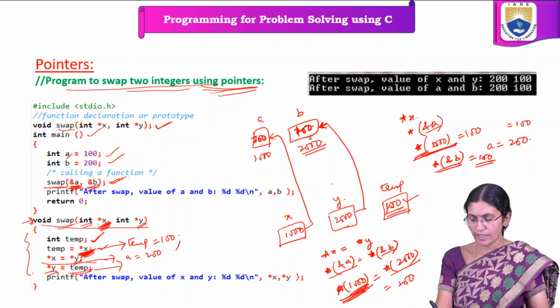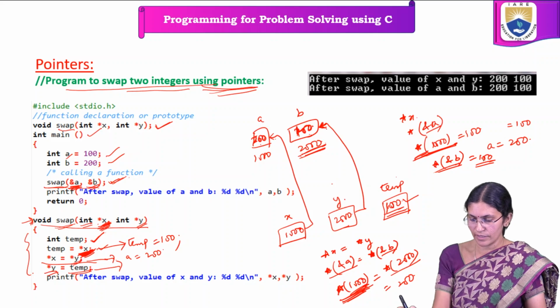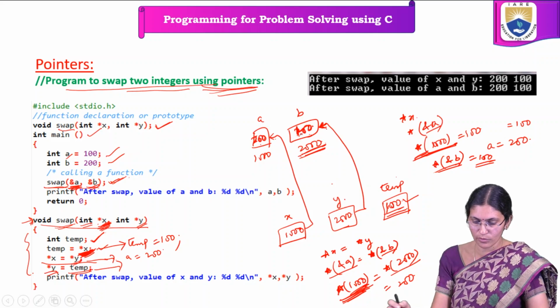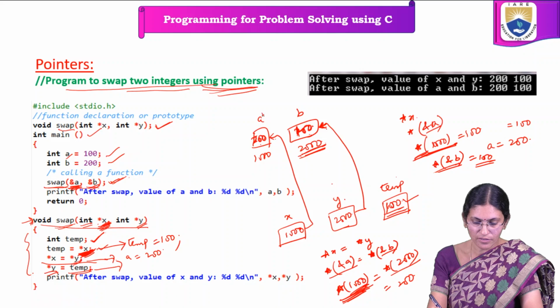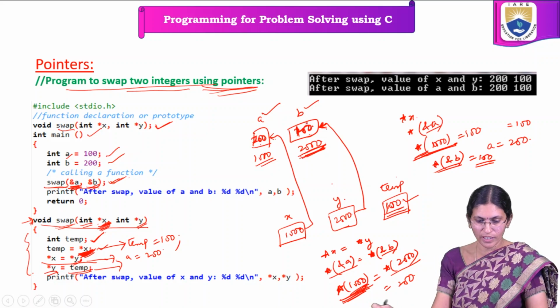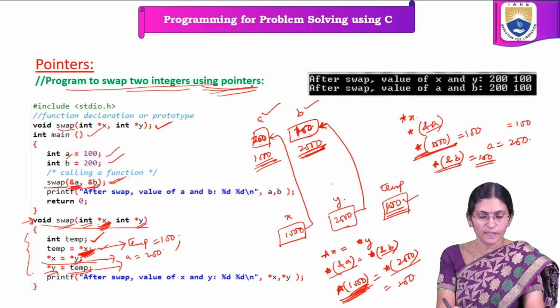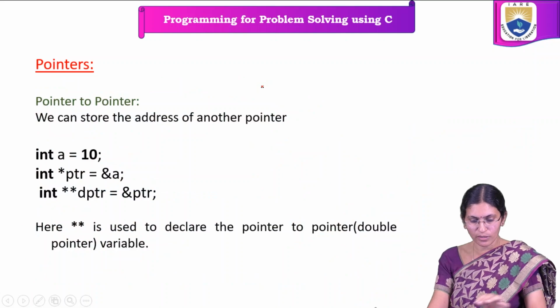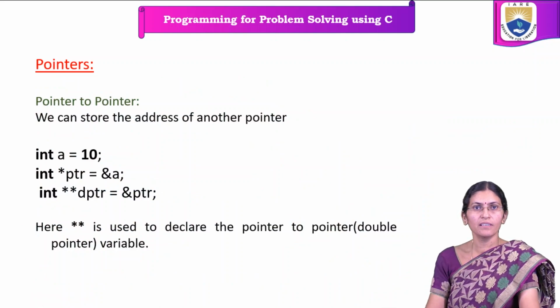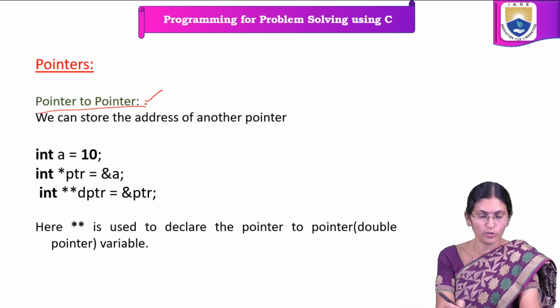So in this way we can analyze it. The value at address 2000 is 100. So now b is equal to 100. In this way we can swap two integers a and b. Thus the value at 1000 is now 200 and the value at 2000 is now 100. So in this program we have seen how to swap two integers using pointers.